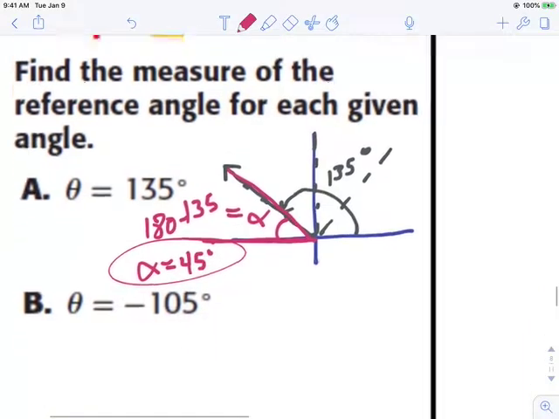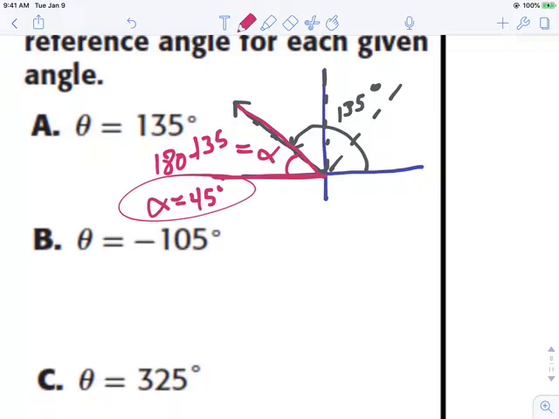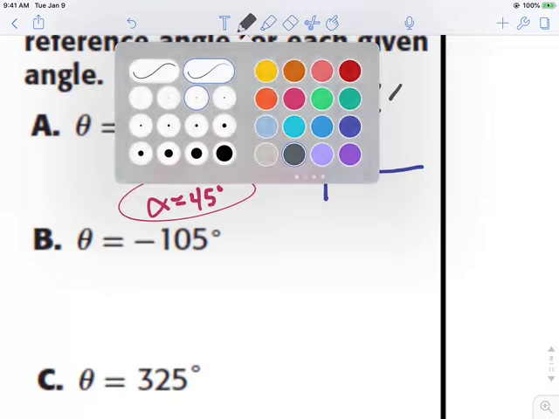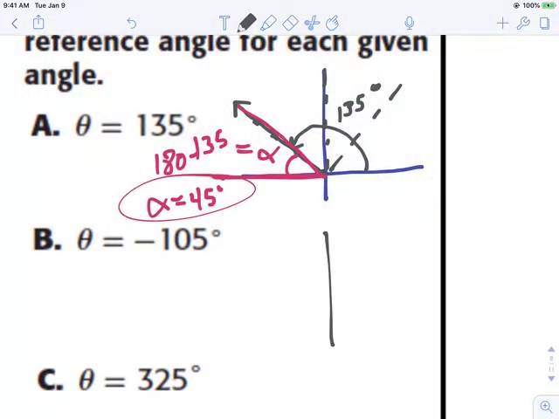Okay. Well, let's see. How about negative? Because negative will probably throw some of us off. Let's do negative 105. Let's see, here's negative 90. I need to go 15 more, so that's about right here. Negative 105 degrees. So how am I going to find it this time?